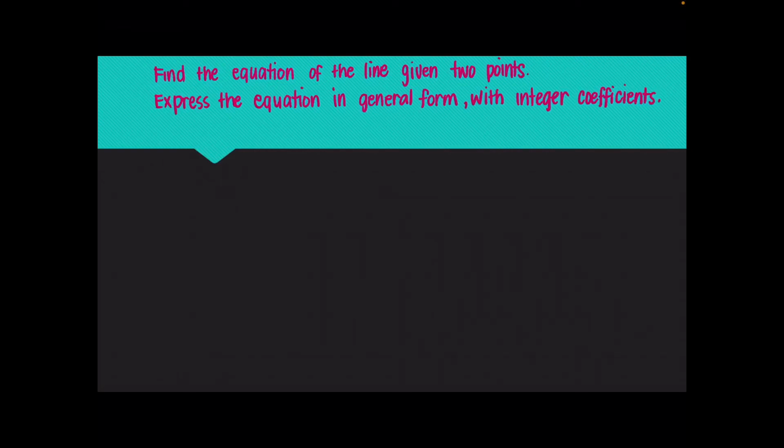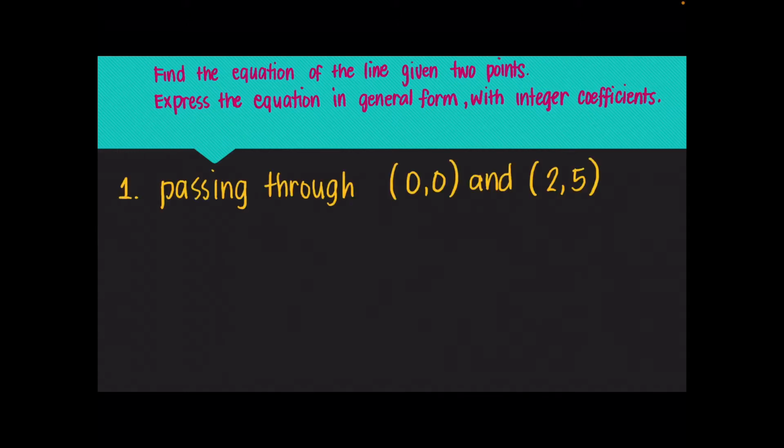Find the equation of the line given 2 points. Express your equation in general form with integer coefficients. So, let's start with example number 1. A line that is passing through the points (0, 0) and (2, 5).